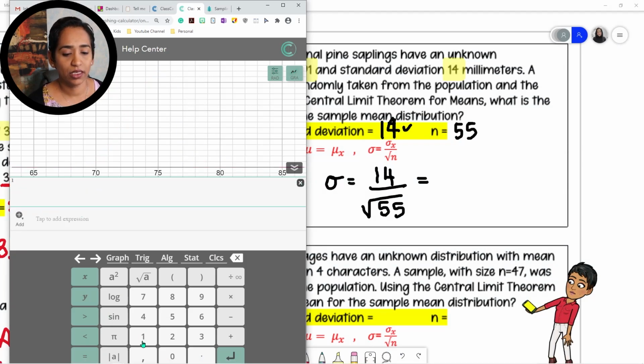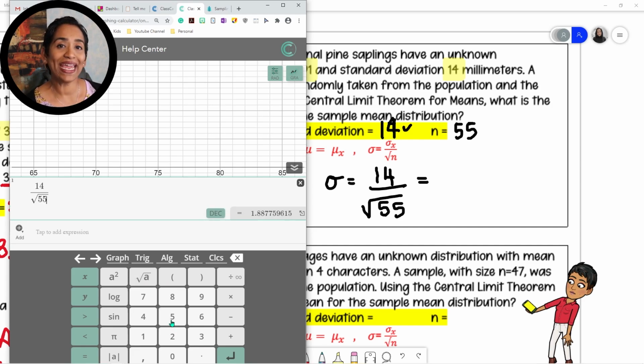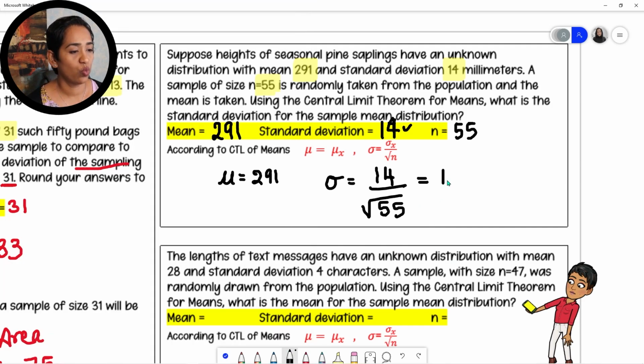Clear this. It is 14 divided by square root of 55, which is 1.887. I'm going to round it off to 2 decimal places, 1.89. So 1.89 is your standard deviation of sampling distribution. All right, let's go ahead and take a look at the next problem.